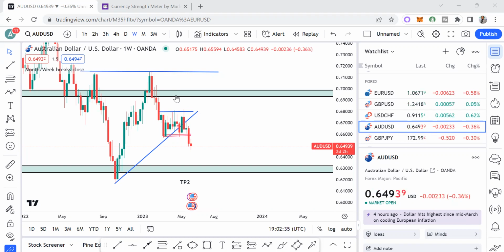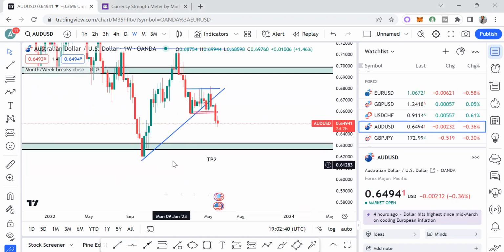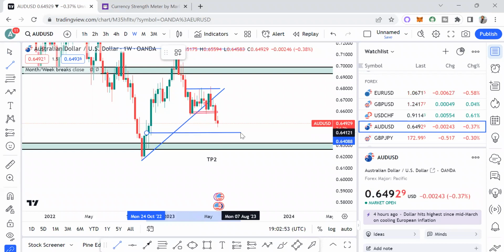Okay, I get you now. Now, I think the next support is, if you look at my chart, this is the likely next support for AUD USD. I think we should have a minor support around there. We should have a minor support around 0.64, around there. There's a minor support here, 0.64, but I don't see this support holding, no.